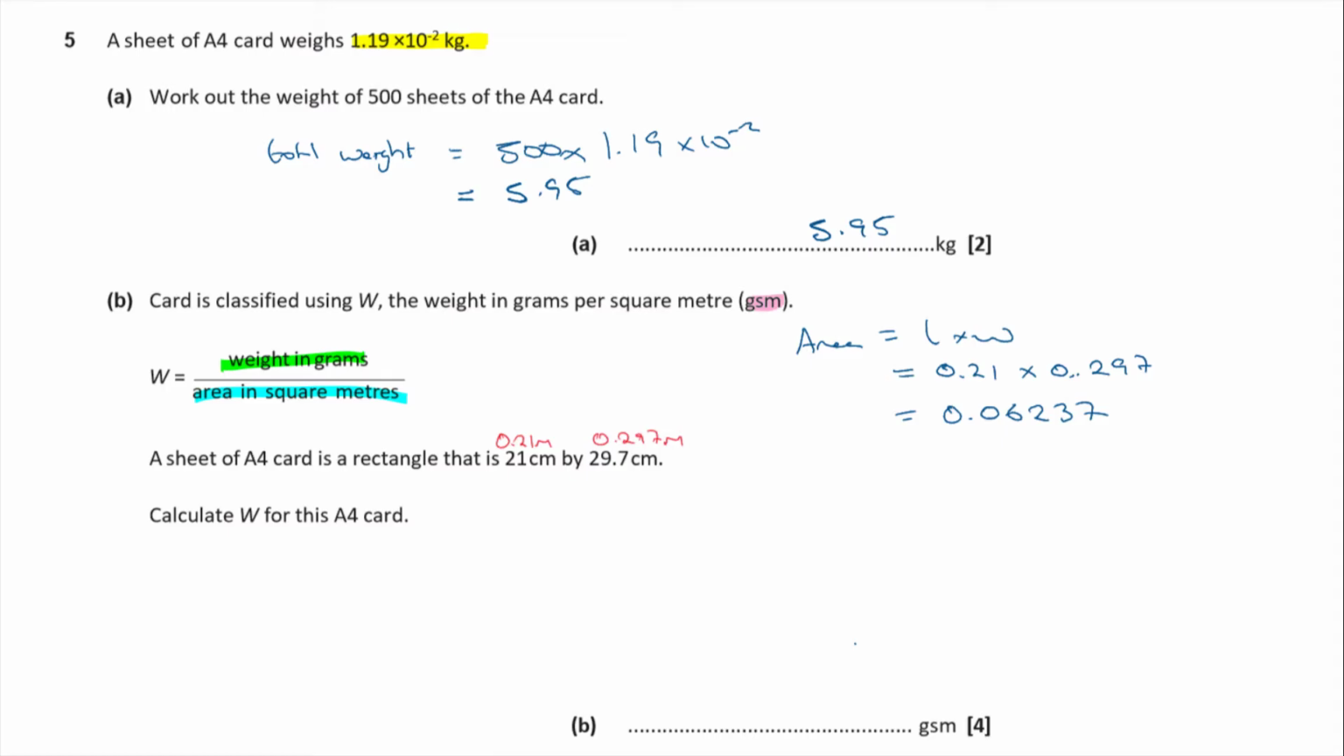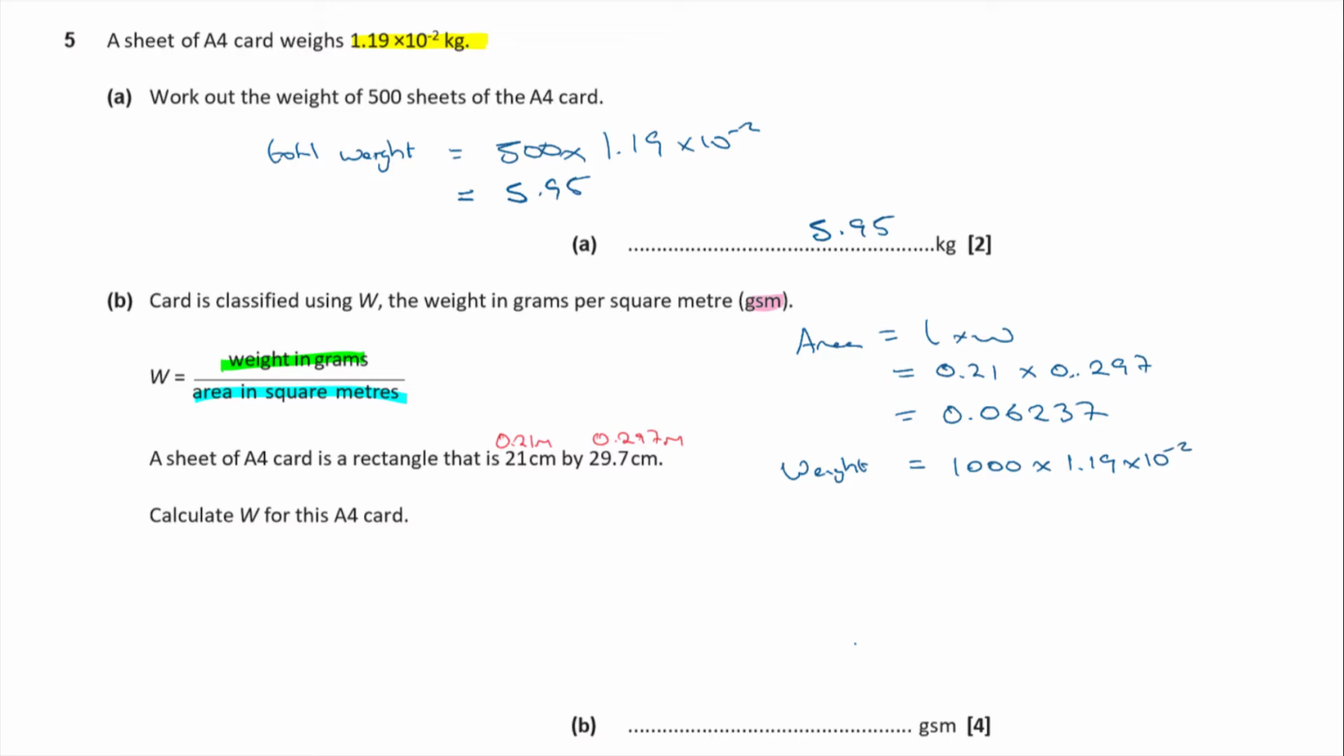Next thing we need to work out is the weight in grams of one sheet of card. So what's the weight going to be? Now again, we were given the weight earlier. It was 1.19 times 10 to the minus 2 kilograms. But I'm aiming to get this measurement in GSM, which is in grams. So I'm going to have to convert that kilogram weight into grams. So again, I'm just going to use the calculator to work that out for me. So I'm going to do 1,000, because there are 1,000 grams in a kilogram, times 1.19 times 10 to the minus 2.